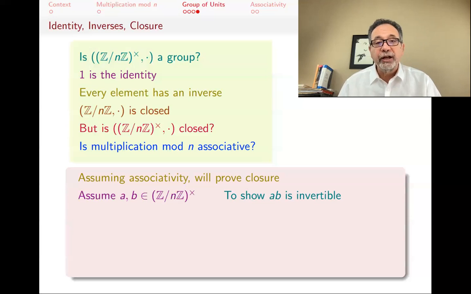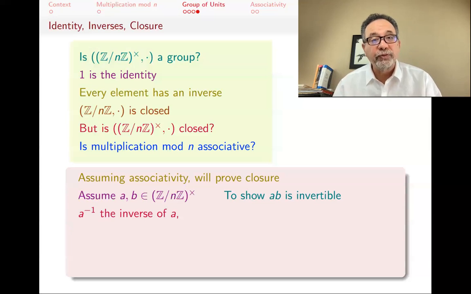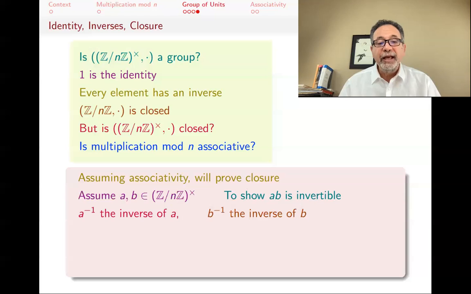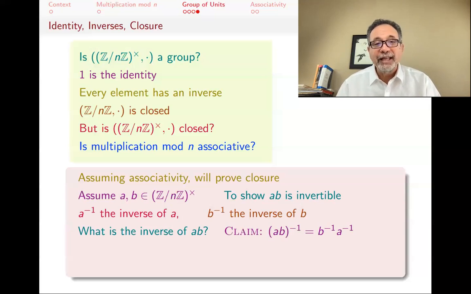So how do you show that the product is invertible? The proof of the pudding is in the eating. I will come up with an inverse for AB. A is invertible, so A inverse is the inverse of A, and B inverse is the inverse of B. What is going to be the inverse of AB? My claim is that the inverse of AB is B inverse A inverse.